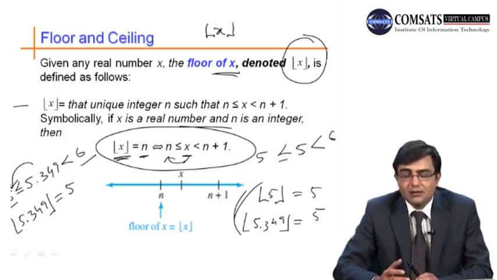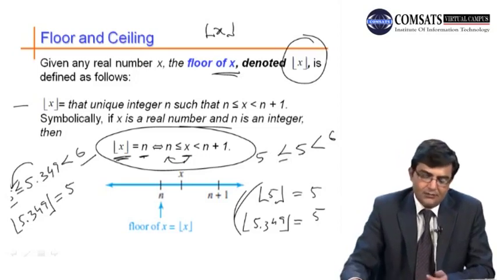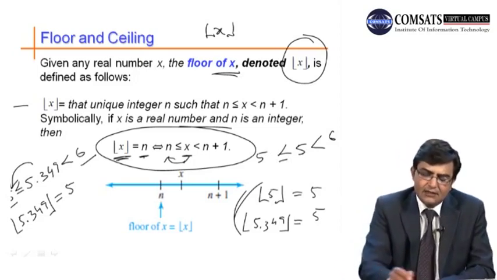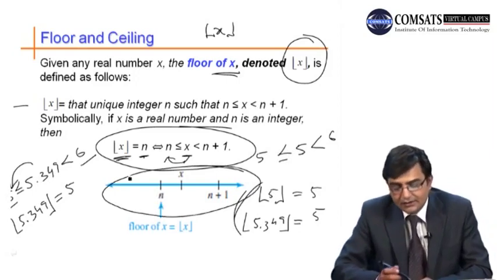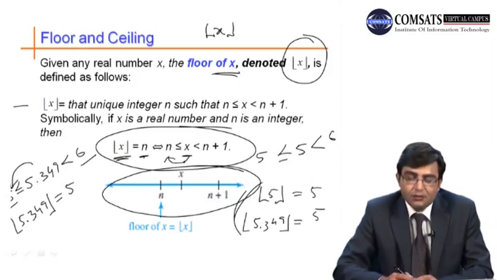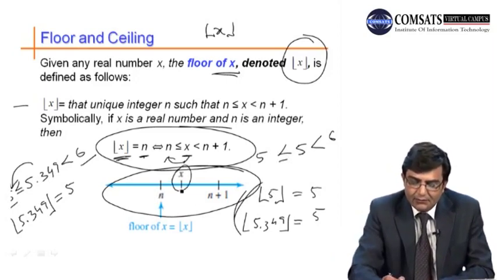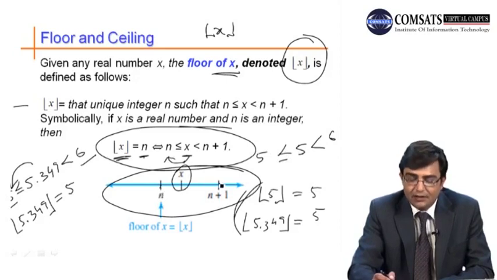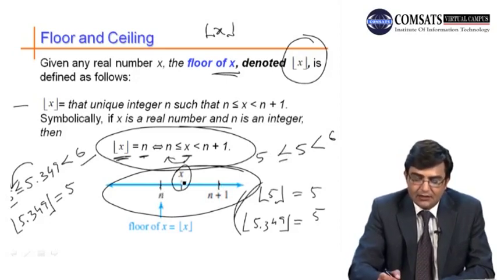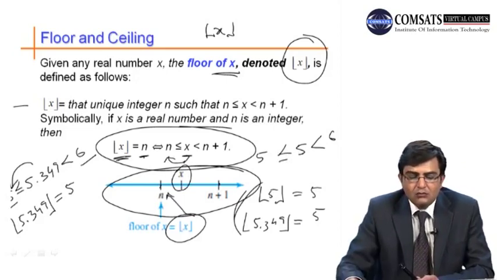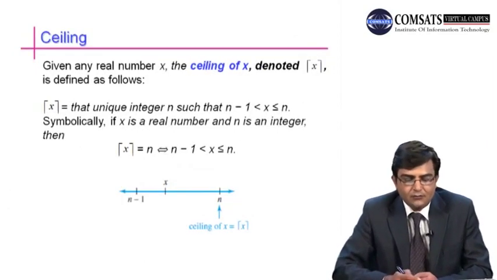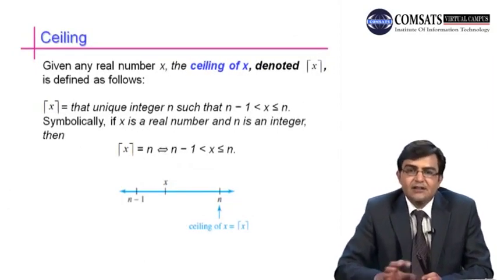Here you can see in the figure or in the graph that if we are given x here, the immediate lesser integer is n, and the immediate greater integer is n plus 1, which is greater than x. Then what is the floor of x? Floor of x is this number. So how do we define the ceiling function? This is basically the reverse of the floor function.